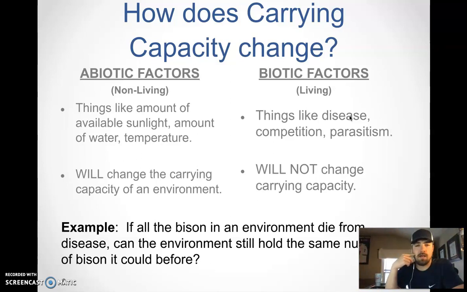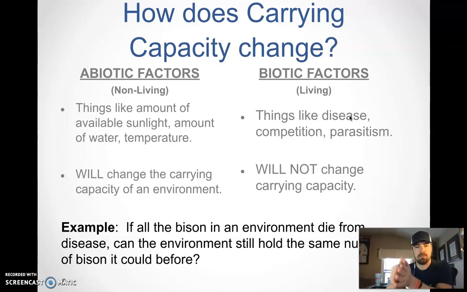Let's say with competition, if the field behind Liberty North can support 20 deer and it can support, let's say, 20 rabbits, the competition between those two things has nothing to do with the resources available, or how many organisms it can support, right? If it can support 20 of each, that's the carrying capacity. It's not going to change, okay? So again, biotic factors will not change the carrying capacity.